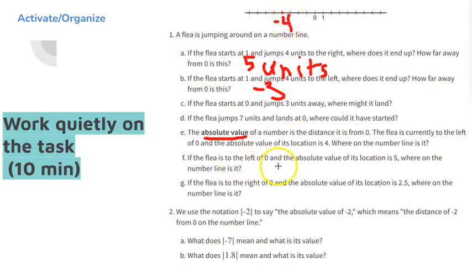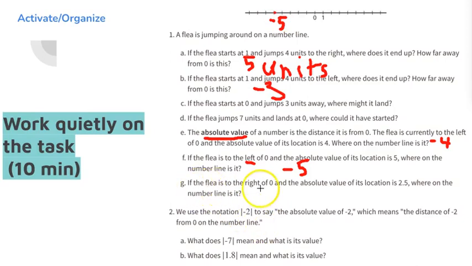What about if the flea is to the left of 0, and the absolute value of its location is 5? Where is it on the number line? If it's to the left of 0 and its absolute value is 5, doesn't it have to be here at -5? Yeah, because we know the absolute value means that's just however many it is from 0. And again, since it says left, we have to be going into the negative numbers.